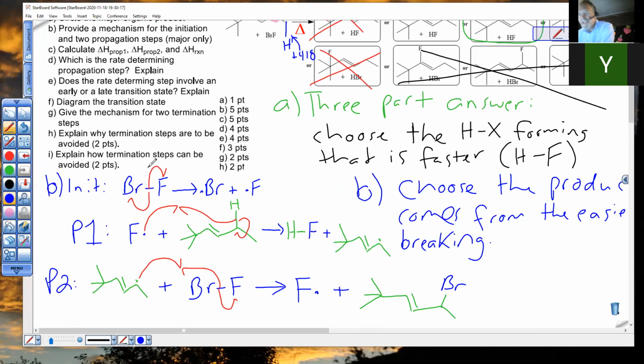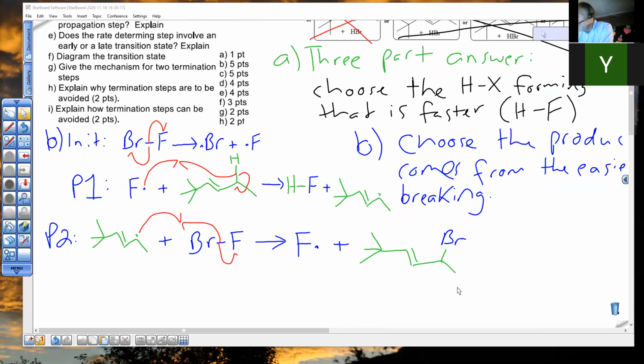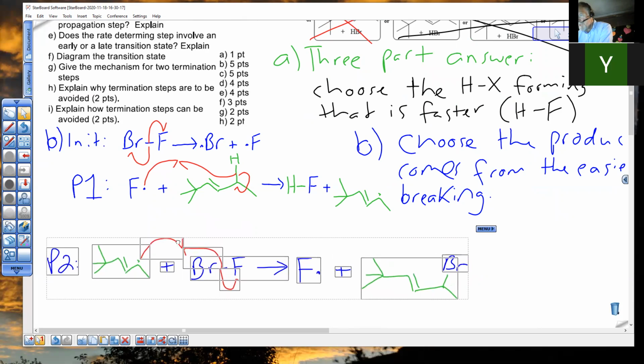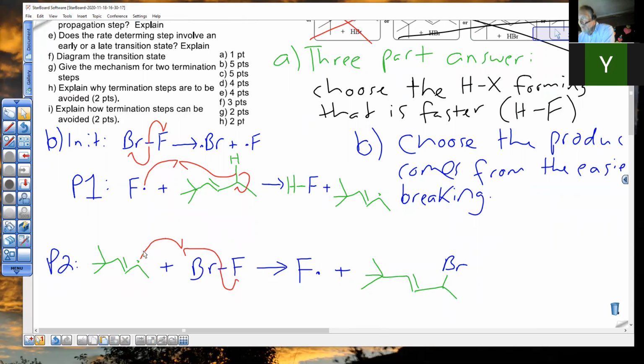So we're moving along nicely here. Provide a mechanism for the initiation and 2 propagation steps. And I'm just going to try to separate prop 2 a little lower so I can put the energies right underneath these things. So reminders, prop 1 and prop 2. Radical reacts with, these are both radicals, reacts with the non-radical. These 2 molecules are non-radicals. To create a radical, here's a radical, there's a radical, and another non-radical.